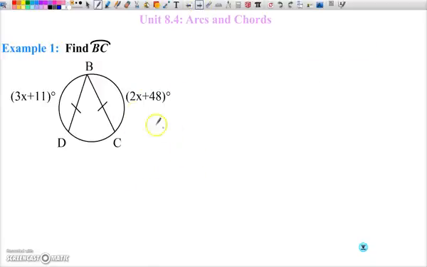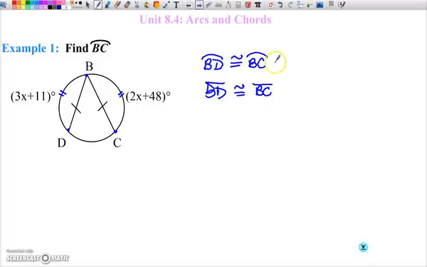So here's our first example, and we're going to actually find the measure of arc BC right here. Well, you'll notice that these 2 chords, so a chord because it has its 2 endpoints on the circle, are marked as congruent, which would then mean that these 2 arcs here are congruent. So arc BD is congruent to arc BC because segment BD is congruent to segment BC. So those are chords, so that makes the arcs congruent. So we go ahead and take our 2 degree measurements and set them equal to one another.